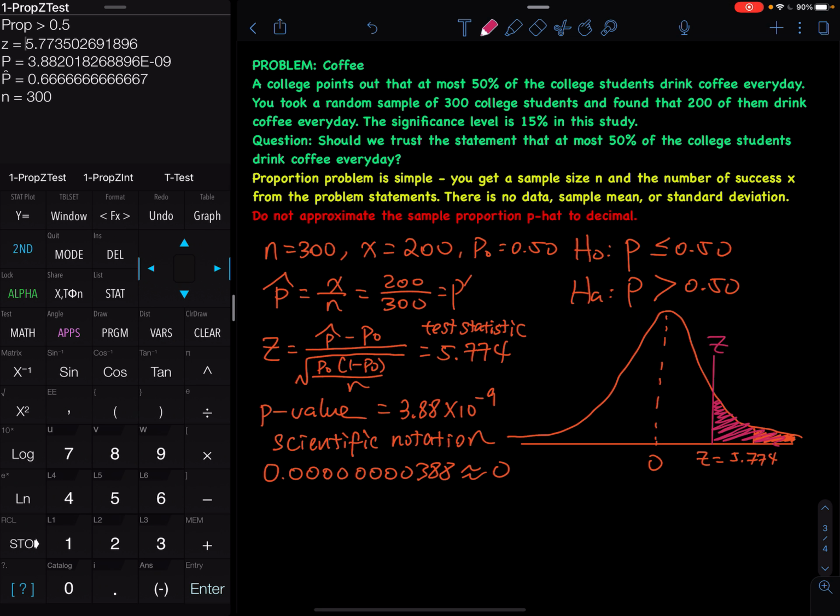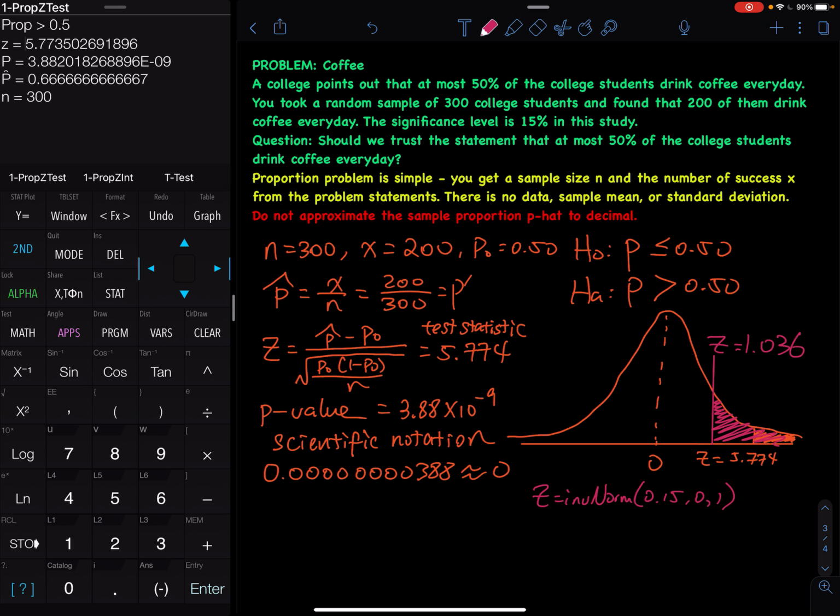So what about this red z? The red z is equal to inverse norm, and then you input the 15%, 0, 1 due to standard normal. Let's see what that equals to. If you go to second vars, and then choose inverse norm, you have 0.15, mean is 0, standard deviation is 1, and then you click paste. That is negative, positive on the right side, so that is positive 1.036. If you want to use the z to make a decision, you will say 1.036 is less than 5.77. Therefore, you reject the null hypothesis using the z.